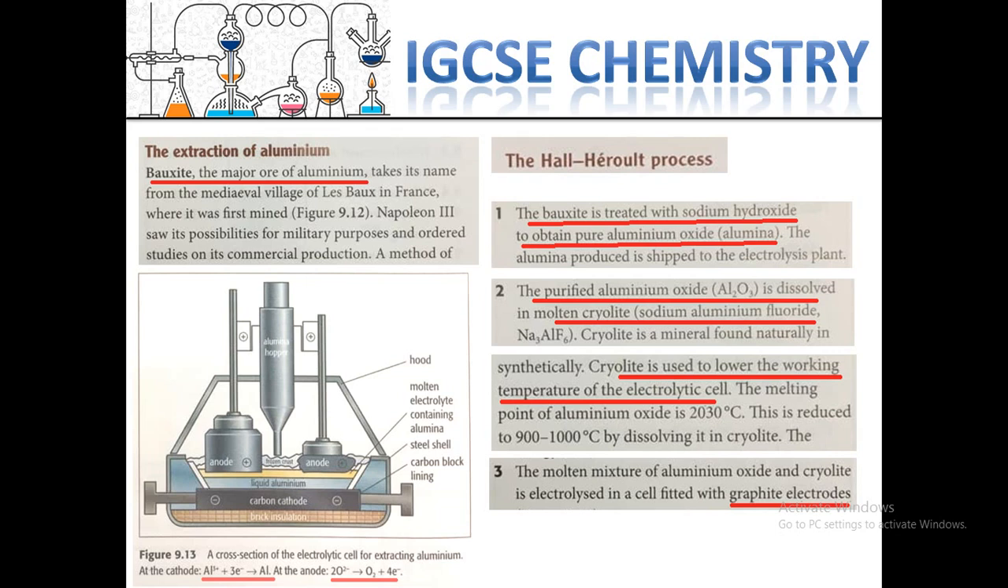So as you can see at the bottom left is the electrolysis used for extracting aluminium. And on the right side here, the name of this process is called the Hall-Héroult process. There are totally three stages. The first is that bauxite is treated with sodium hydroxide to obtain pure aluminium oxide. So the first stage is obtaining aluminium oxide from bauxite.